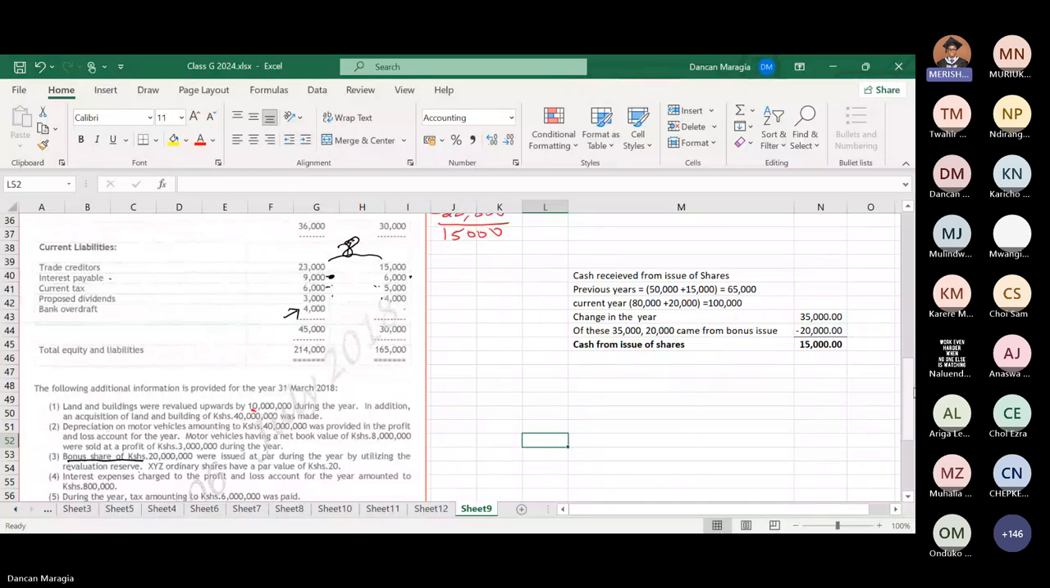Also, if the company had allotted more shares, maybe for an IPO, we would have added, because that would mean they have received money from the sale of shares. So if the company had allotted more shares which were sold out, that means we would have added instead of subtracted. That will also appear in the statement of cash flow.